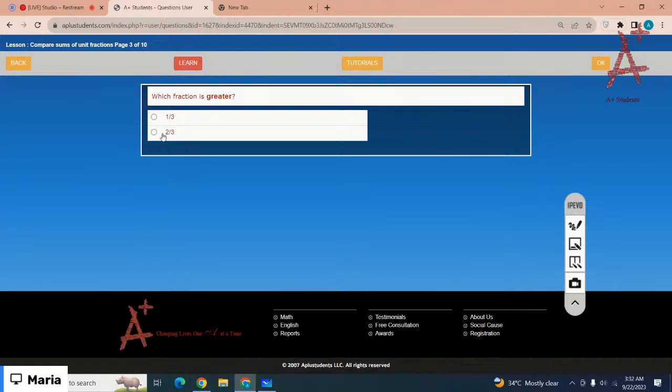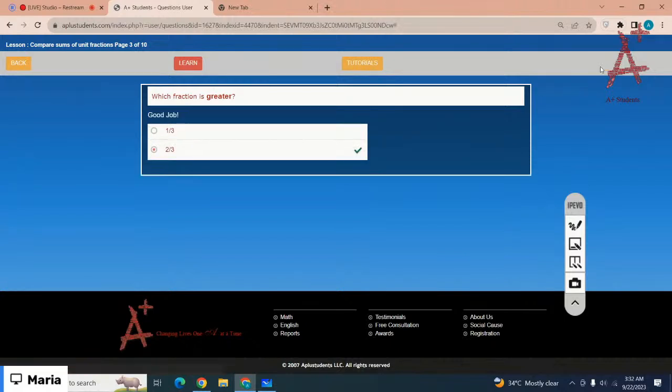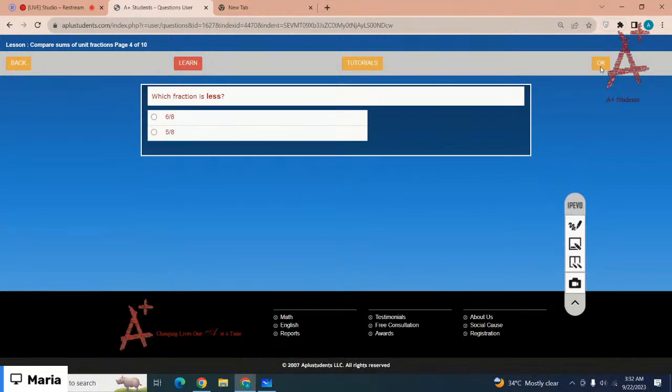2 by 3 is greater, right? When you're comparing, keep this very important point in your mind. When you're comparing, they must have the same denominators, right? If they do not have the same denominators, you have to make the denominators the same, right? And I've already told you the method to make the denominator the same, right?